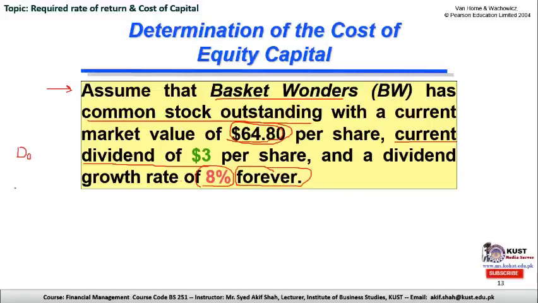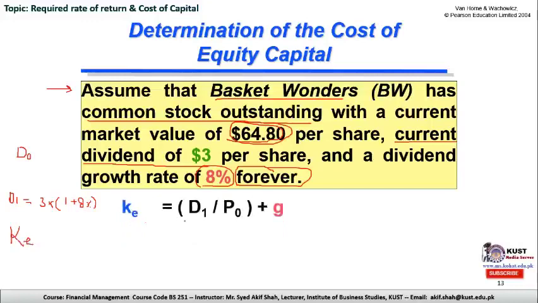So first of all, we have to find out D1, which is equal to D naught into 1 plus G, where D naught is 3, and 1 plus G is 1 plus 8%. So this will give us the next year dividend, which is D1, which may be utilized in the relevant formula to calculate the cost of equity under the constant growth assumption.